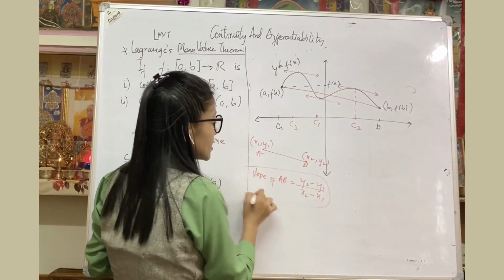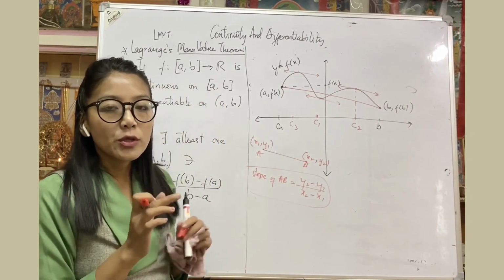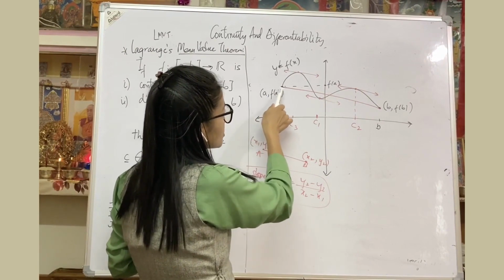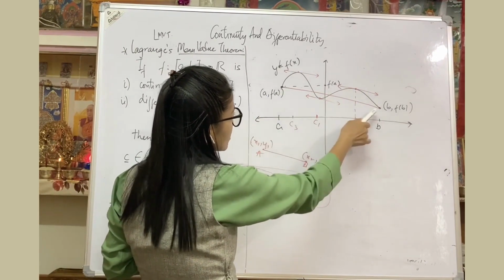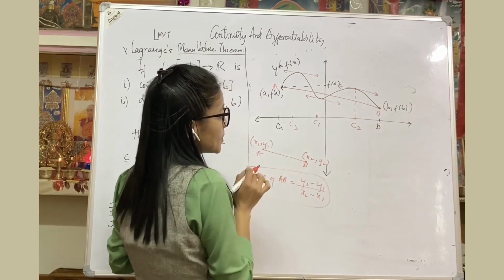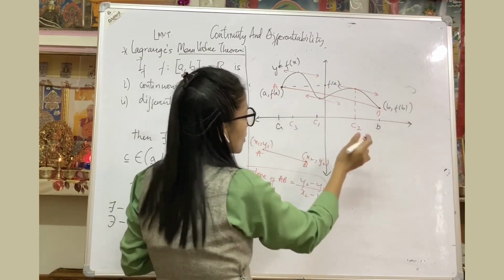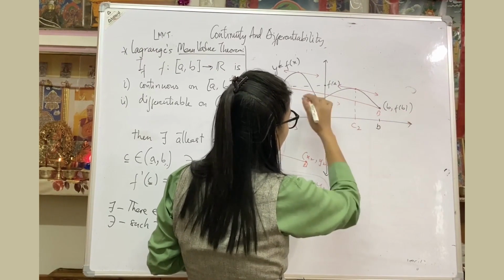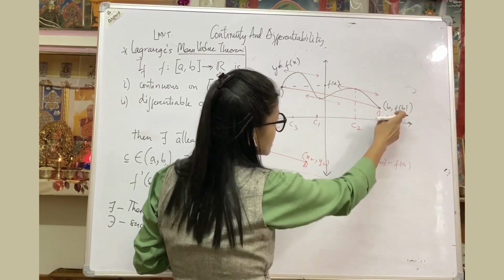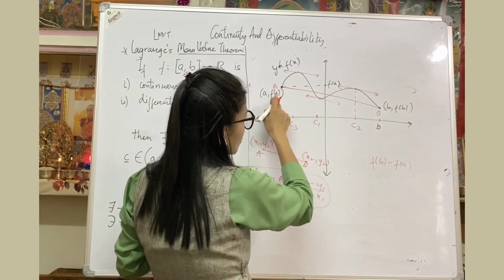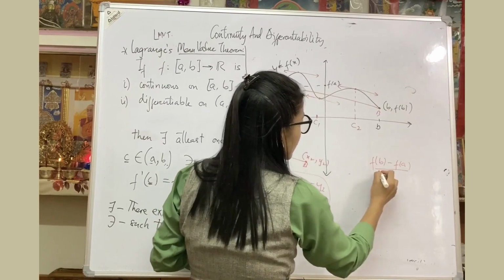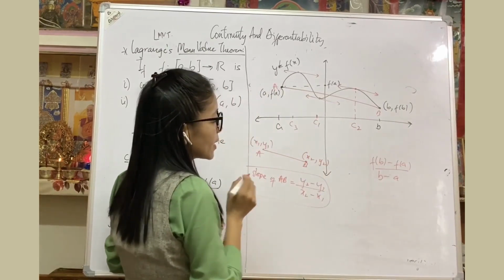So this is how you find the slope of a line when you know the two coordinates. Similarly, here we know the two coordinates of this line. Let it be AB. So we can find the slope of AB. The slope of AB is f of B minus f of A, like y2 minus y1, whole divided by B minus A.